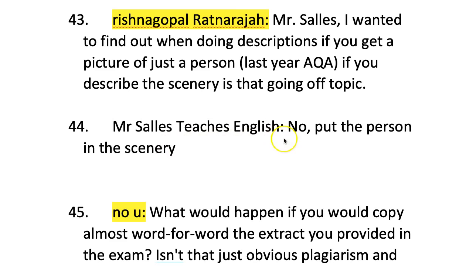Or you can literally just put the person in the scenery if you want to describe the photo. Introduce a character into the scenery that you want him or her to be in.